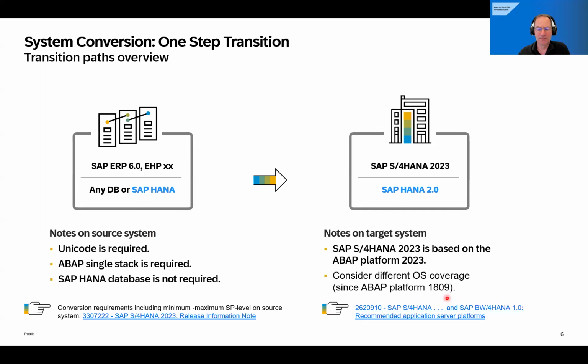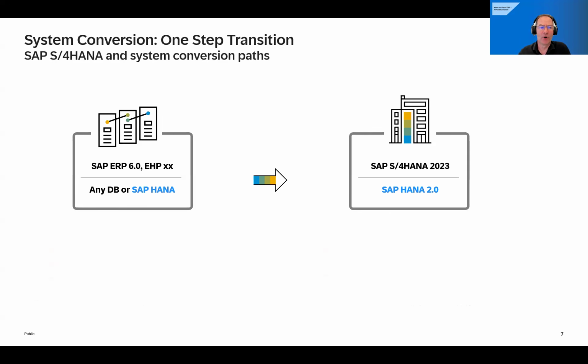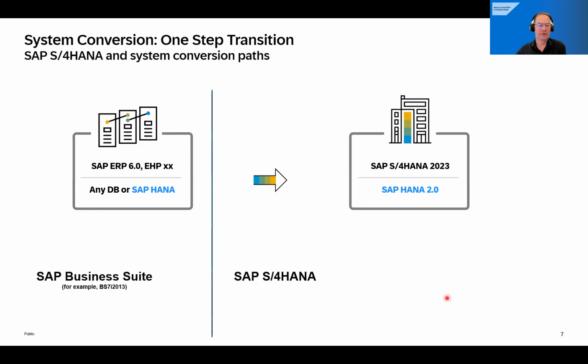Now, a similar picture is shown here for the conversion path. So we call this a conversion. It's a conversion from the old world, an ERP system to be more precise, and it's converting to a new product line. It's not an update, it's not an upgrade. First of all, from the legal perspective, because SAP S/4HANA is a different product family. And from the technical perspective, the project is more effort compared to an update or upgrade inside the classical business suite.